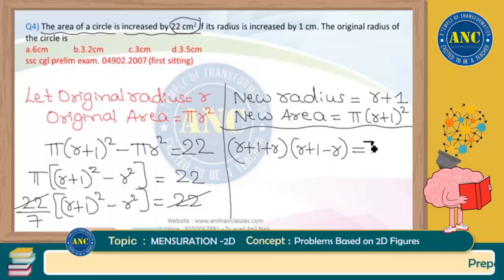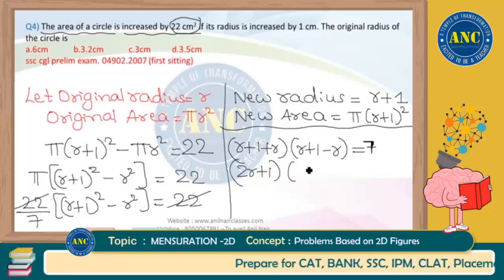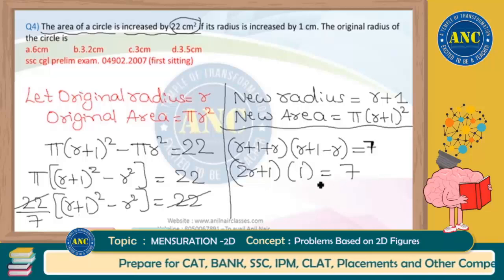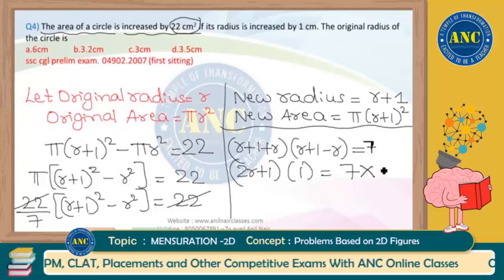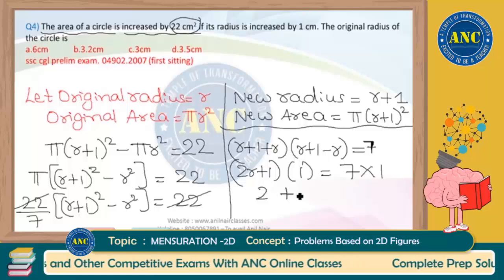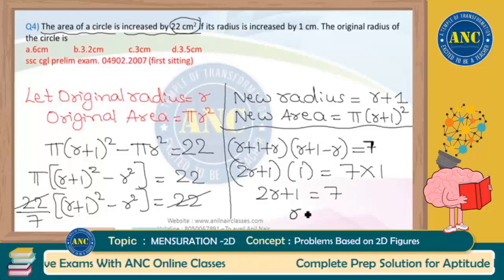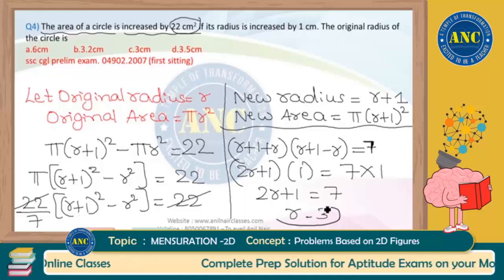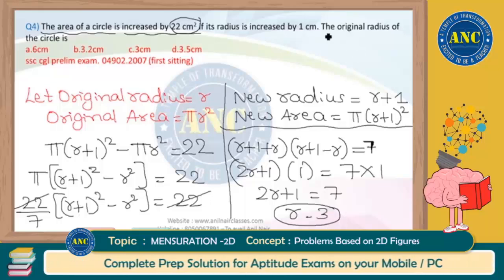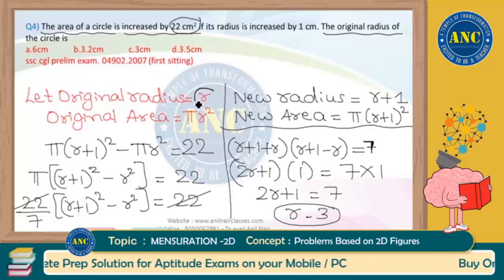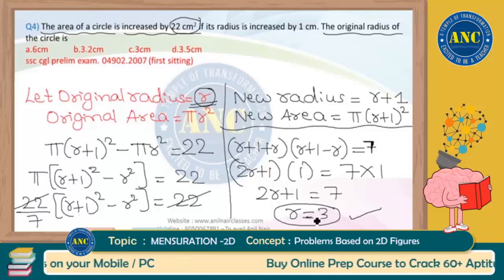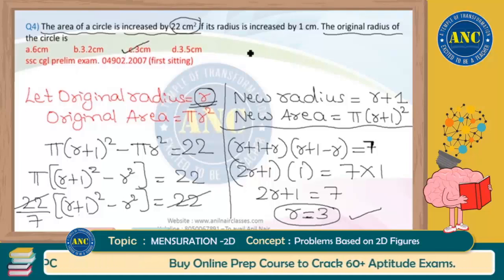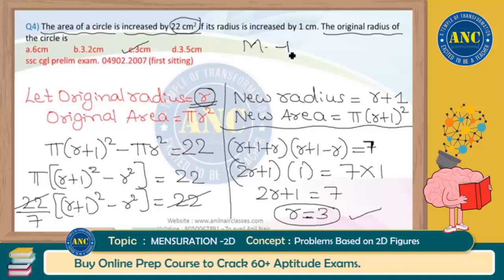Now let me further simplify. It is 2r plus 1 into 1 is equal to 7. That means 2r plus 1 is equal to 7. R will be equal to 3. And that is what they are asking you in the question. Find the original radius. Original radius, I named it as r, and I got the value of r itself here. That means answer for this question is option C, which is nothing but 3 centimeter.